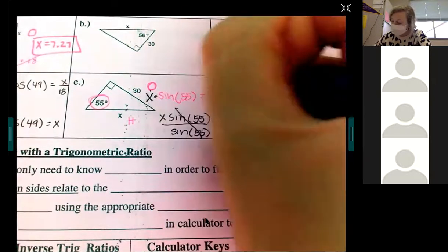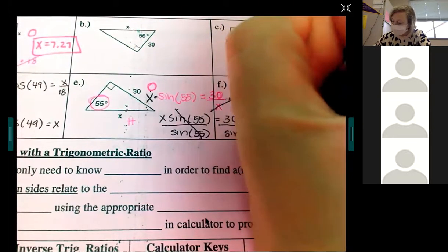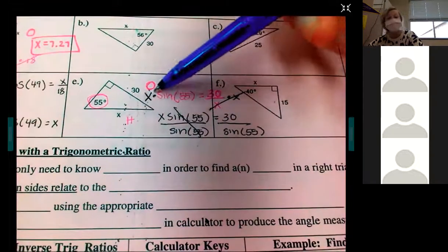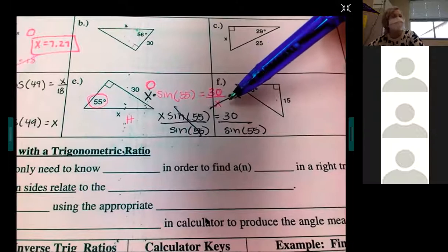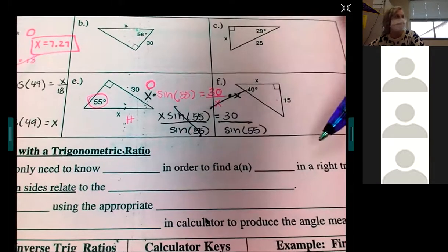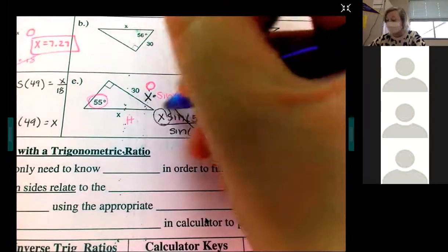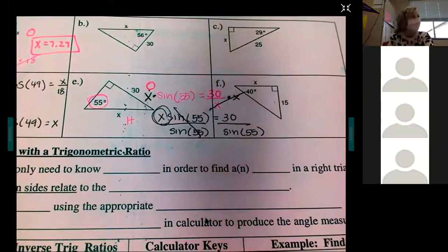Does that make sense? Yes or no? Are y'all sure? That's where you'll mess up. If X is in the bottom, you have to get it out of the denominator first. And then Soraya, look, baby, we're trying to get X by itself. So you don't want to move it again, because then you're putting it right back in the bottom where it started. You need to move the sine of 55 over, so you're left with just X. Is everybody okay with that?